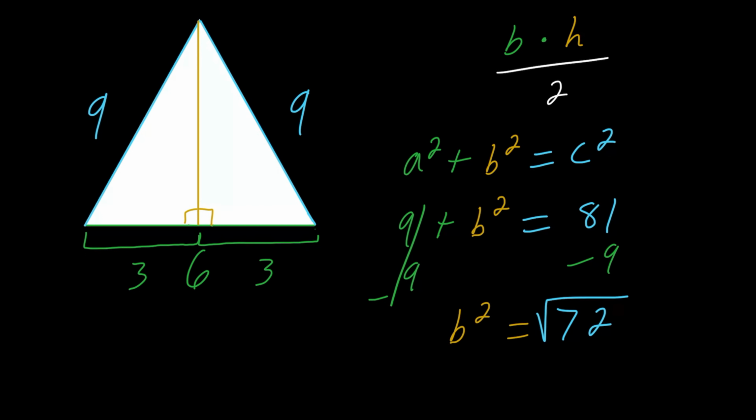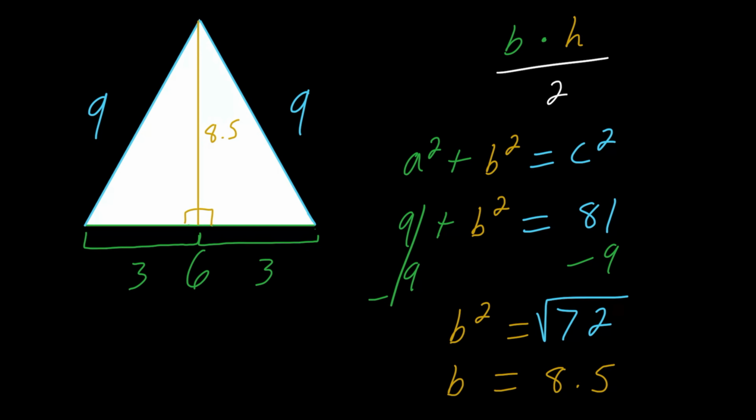The principal root of 72 is 8.48, so we can round it to 8.5 just for simplicity. So b is equal to 8.5. So now we know our height. Our height is 8.5. So we can write in right here 8.5.